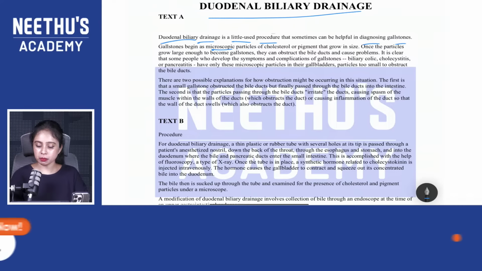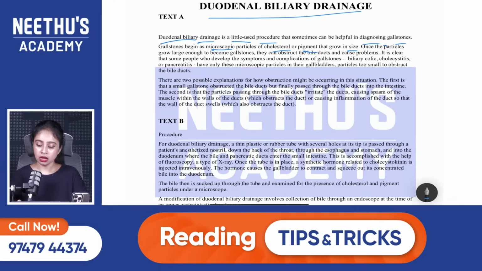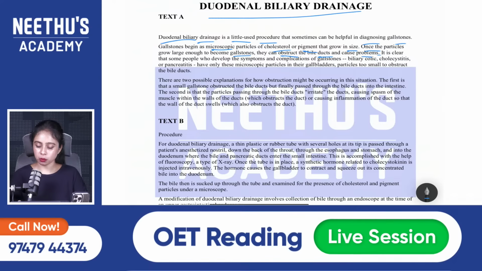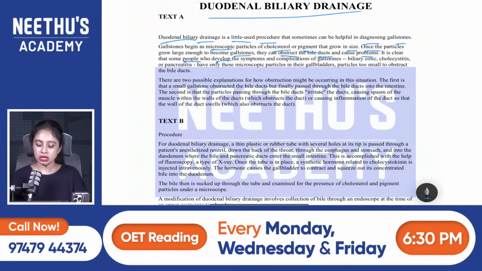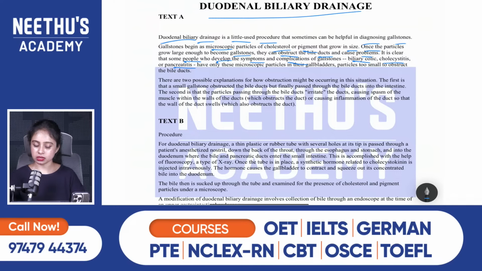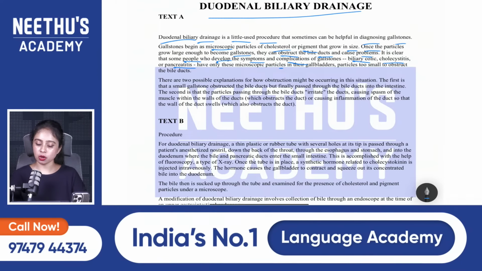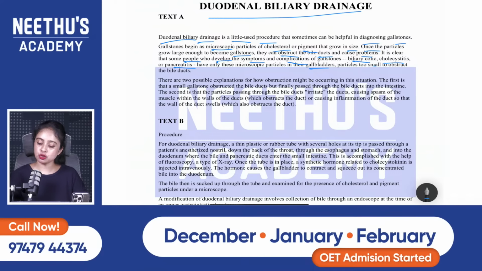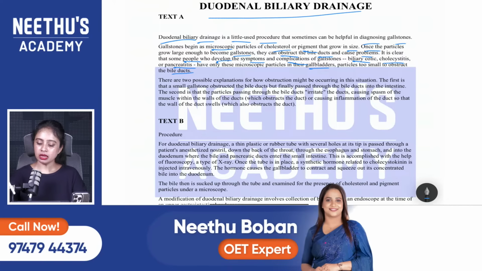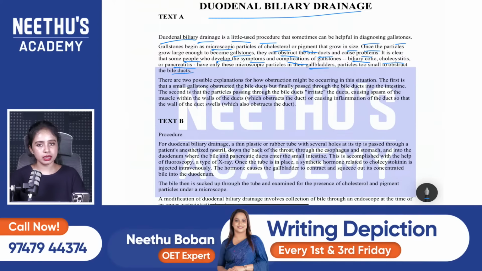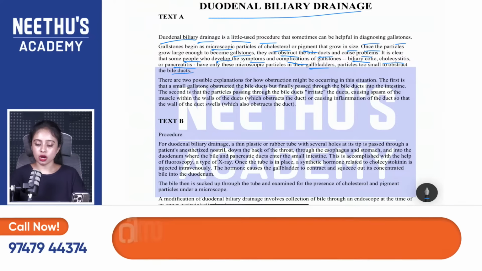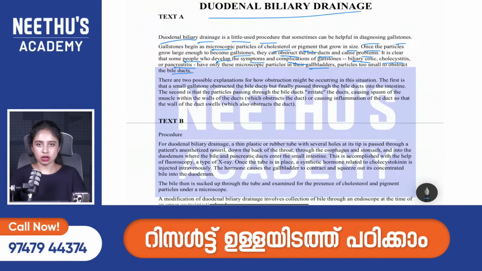Gallstones begin as microscopic particles of cholesterol or pigment that grow in size. Once the particles grow large enough to become gallstones, they can obstruct the bile ducts and cause problems. It is clear that some people who develop the symptoms and the complications of gallstones, biliary colic, cholecystitis or pancreatitis have only this microscopic particles in their gallbladders, particles too small to obstruct bile ducts. So these are my keywords from first para, and I'm damn sure if any question is asking from this paragraph, I can answer. Because എനിക്കറിയാം bile duct കണ്ടു, pancreatitis ഉണ്ട്, cholecystis is there, then gallstones mentioned, obstruct is there, cholesterol is there, a lot of things.